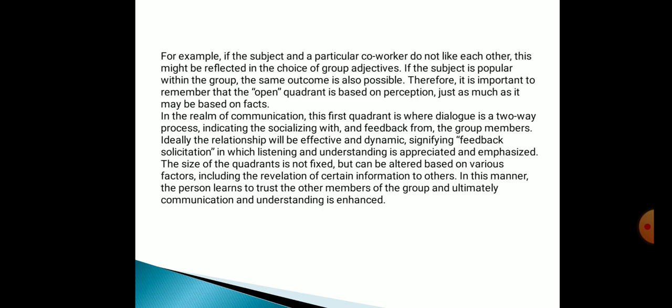socializing with feedback from the group members. Ideally, the relationship will be effective and dynamic. Significantly, feedback solicitation in which listening and understanding is appreciated, and this size of quadrant is not fixed but can be altered based on various factors including the relevance of certain information to others. In this manner, the person learns to trust the other members of the group and ultimately communication and understanding are enhanced.